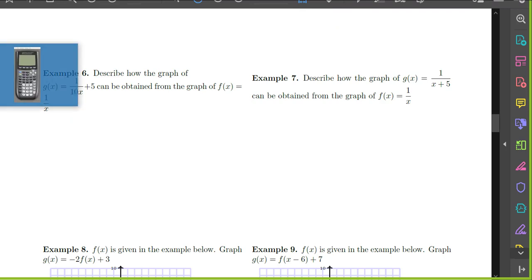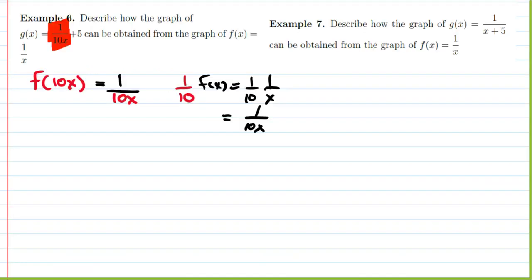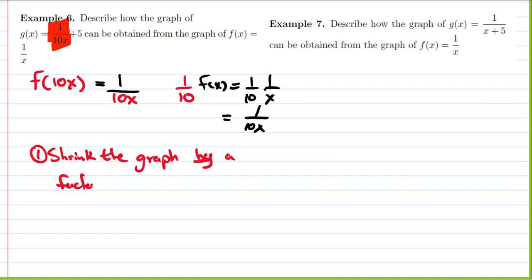So the first thing that happens is we're going to shrink the graph by a factor of 1 over 10. And then the next part, plus 5, is going to shift the graph up 5 units.